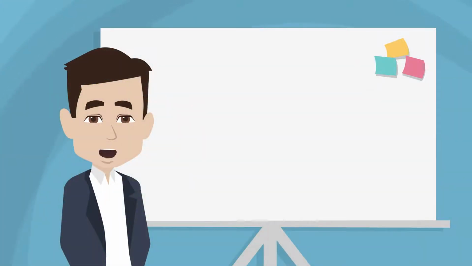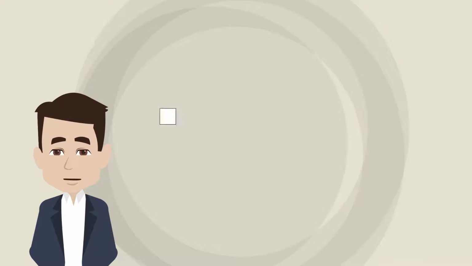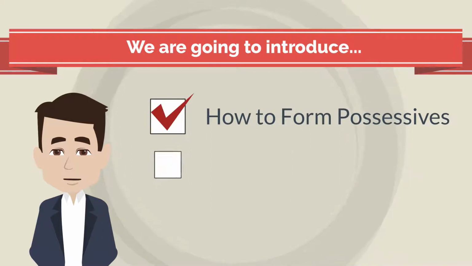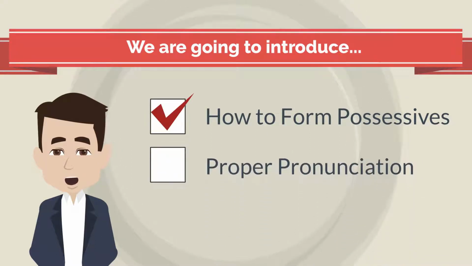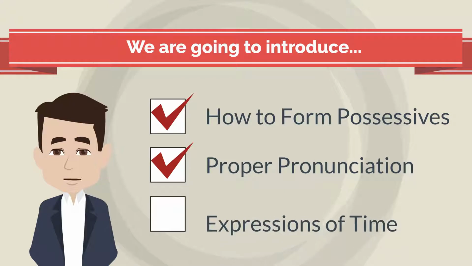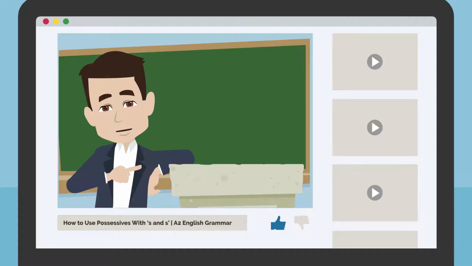Today, we are going to learn about possessives with apostrophe s and s apostrophe. First, we are going to learn how to form possessives. Next, we are going to learn how to properly pronounce apostrophe s and s apostrophe. Lastly, we will look at some expressions of time with apostrophe s and s apostrophe.